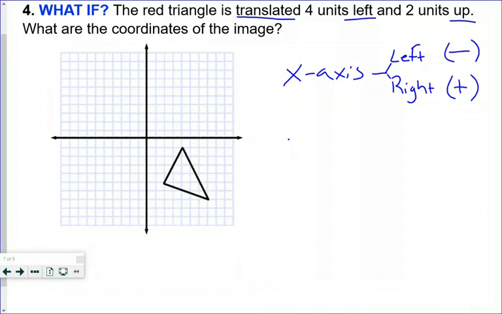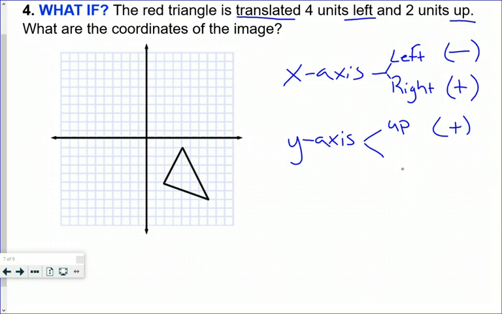The up and down then deals with the y-axis. So you have your y-axis, and if we move up, we move in a positive direction, and if we move down, we move in a negative direction. Just a reminder where our axes are: this is our x-axis right here, and over here we have our y-axis.